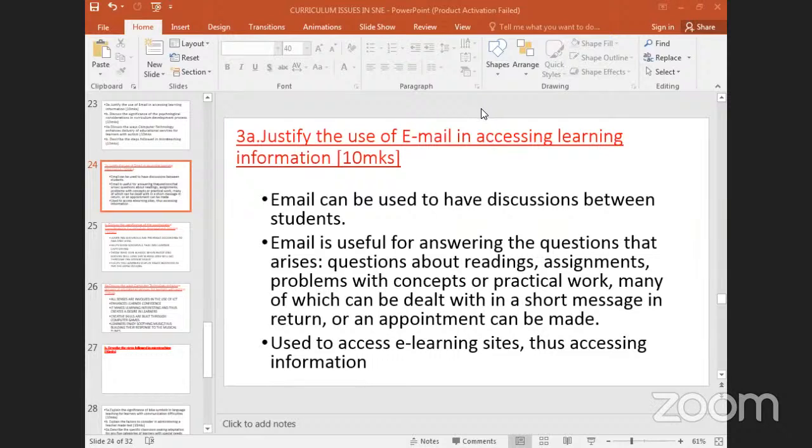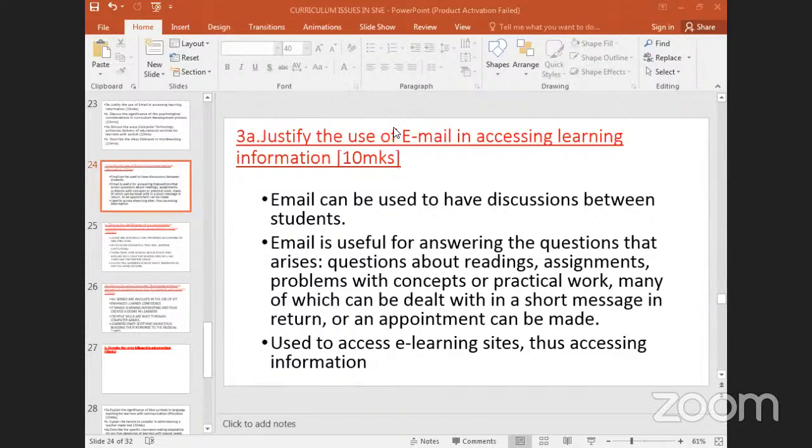And you realize that most people who work in offices, there are those who do not take calls. And if you want to contact them, you'll have to use the email. Email is useful for answering questions that arise. So questions about readings and assignments given, problems with concepts or practical work, many of which can be dealt with in a short written message, or an appointment can be made through the email.